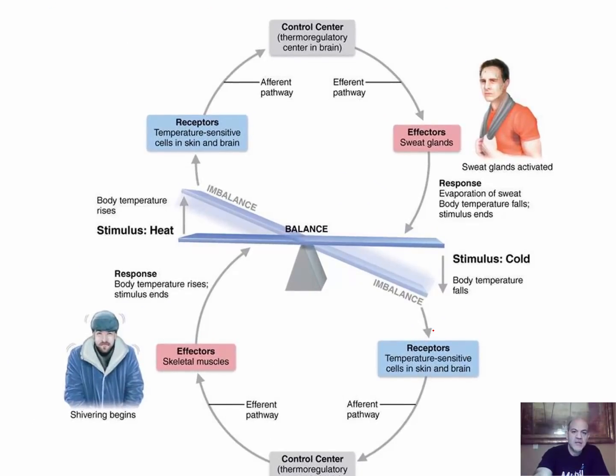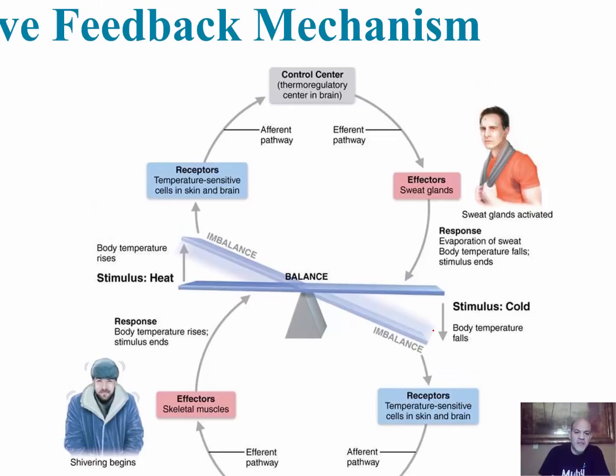So let me zoom in to this diagram here. Let's say you're either doing exercise or you're out in the hot sun and your body temperature begins to rise. You're going to have receptors that are temperature sensitive in the skin and in the brain. So you have sort of a thermometer or thermostat within the brain detecting your body temperature internally, and then your skin receptors, and they're going to send information by way of the nervous system, an afferent pathway, to the control center, which is the thermal regulatory center in the brain.